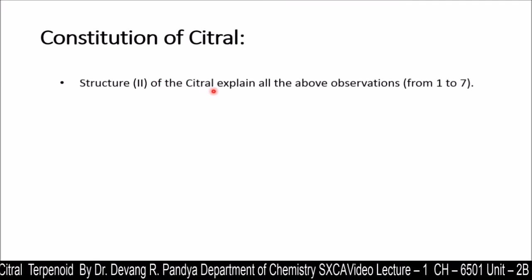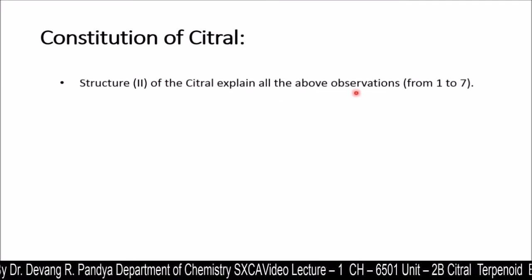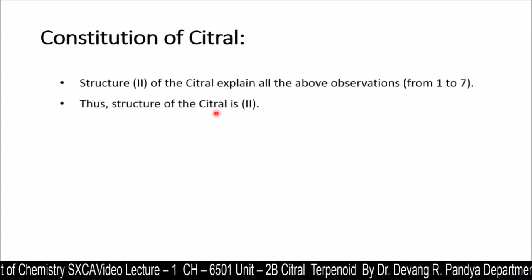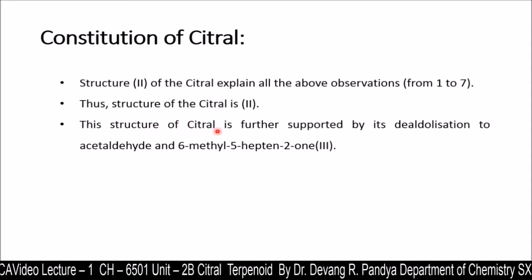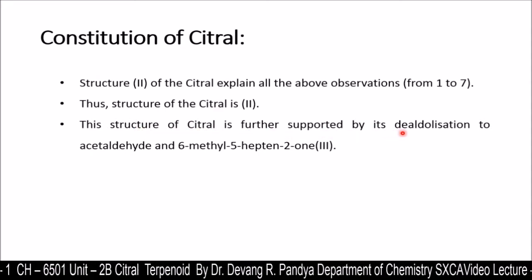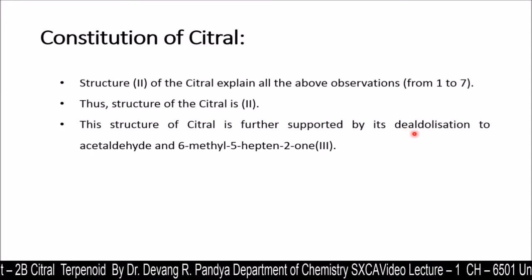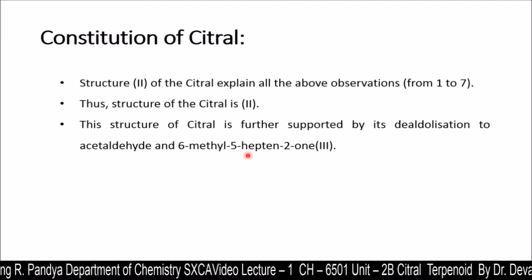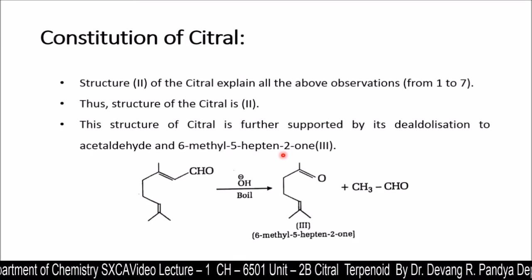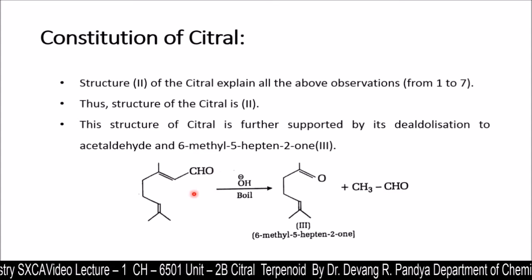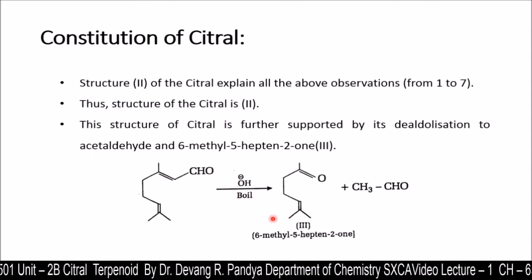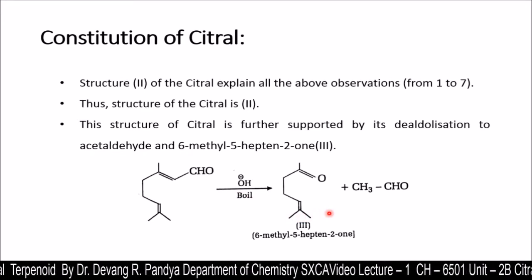Structure 2 of citral explains all the above observations from 1 to 7, and thus the structure of citral is confirmed as structure 2. This structure is further supported by its retro-aldolization to acetaldehyde and 6-methyl-5-hepten-2-one. When the aldehyde is boiled with base, we get 6-methyl-5-hepten-2-one and acetaldehyde.